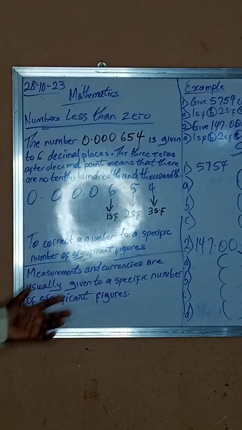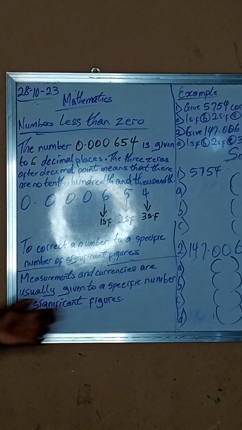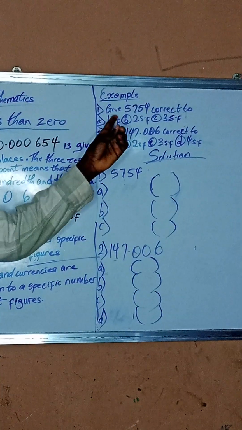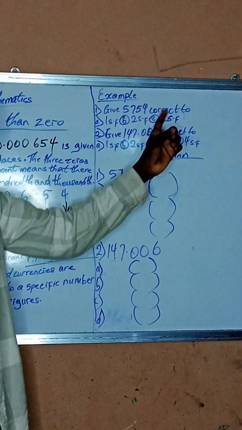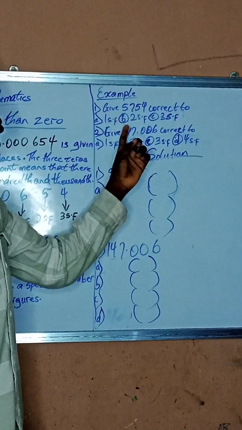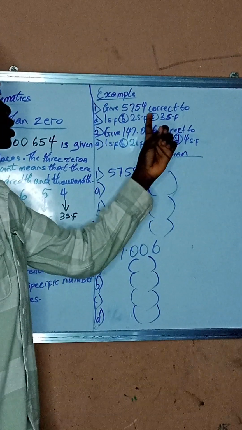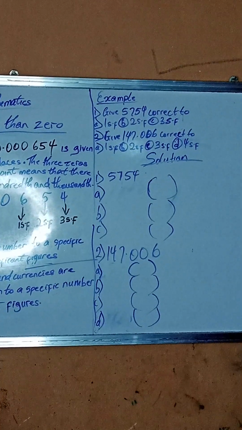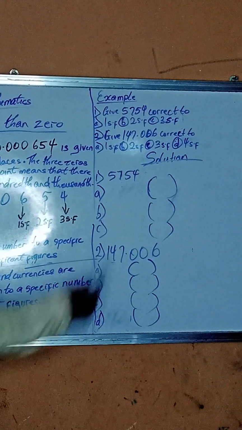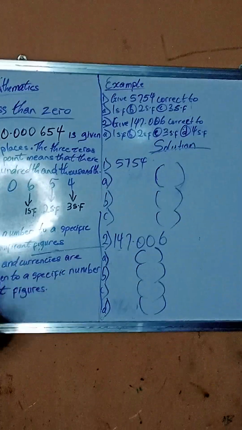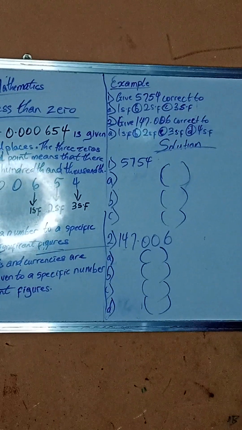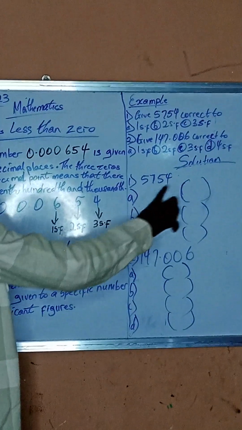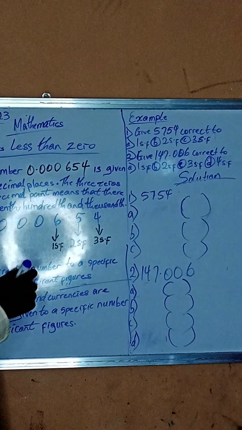Measurements and currencies are usually given to a specific number of significant figures. Example number 1: give 5,754 correct to A, 1 significant figure, B, 2 significant figures, C, 3 significant figures. If you look at these 4 digits, which one is the first significant figure? 5, which is the non-zero digit. Then the decider is 7, right? 7 is bigger than 5. So we add 1 to this 5, that will make it 6. Then the remaining 3 numbers at the back will turn to 0.